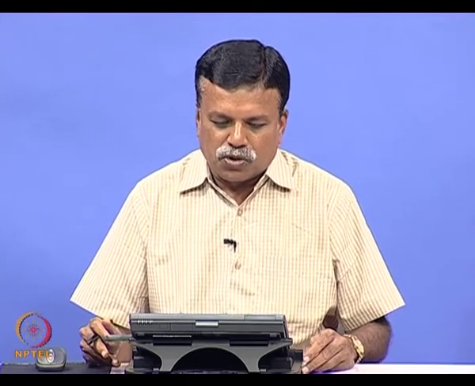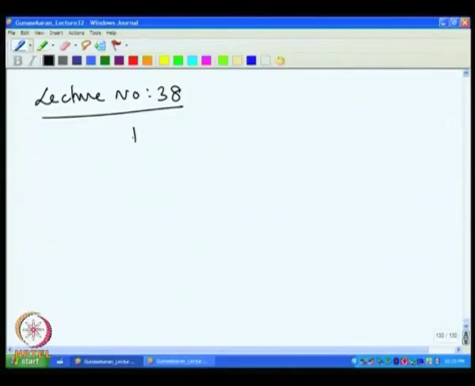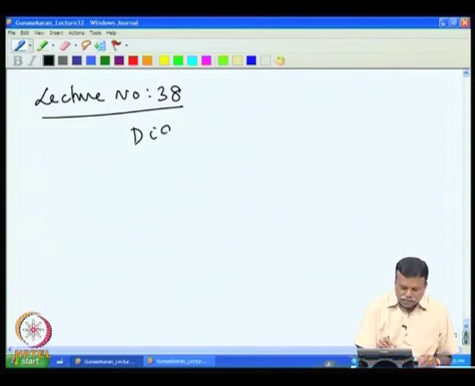In the previous class we had discussed the successive approximation ADC. Before that we had discussed the dual slope ADC and its applications. We had also shown how to apply the ADC with respect to a solar cell. So, today we discuss first the DAC, the digital to analog converter, and then we will get back to other ADCs.